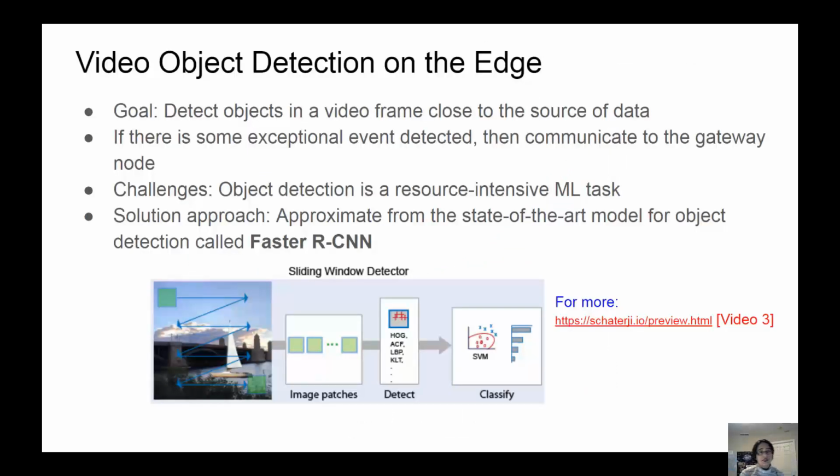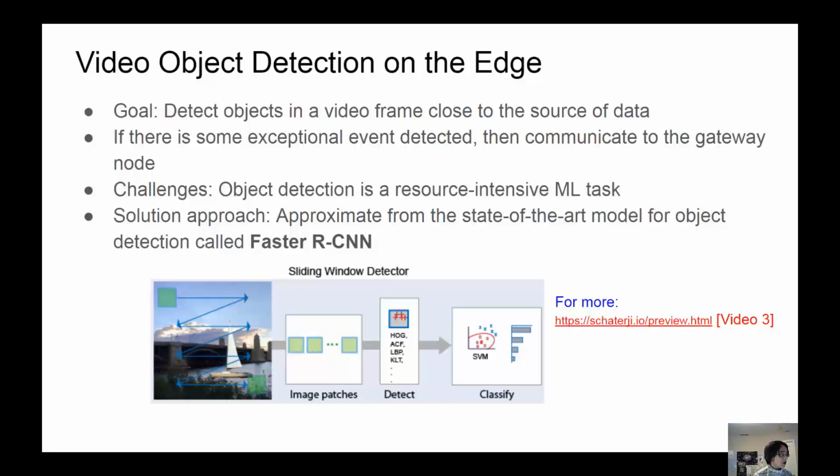So the second snapshot is a heavier bandwidth snapshot. And for this, we have object detection. Now, object detection is done in the digital agricultural setting. For example, if you have these drone imagery, you don't want to send all the data to the cloud. So only when there is some exceptional event that is detected, then you communicate this to the gateway node. Because object detection is a resource-intensive machine learning task.